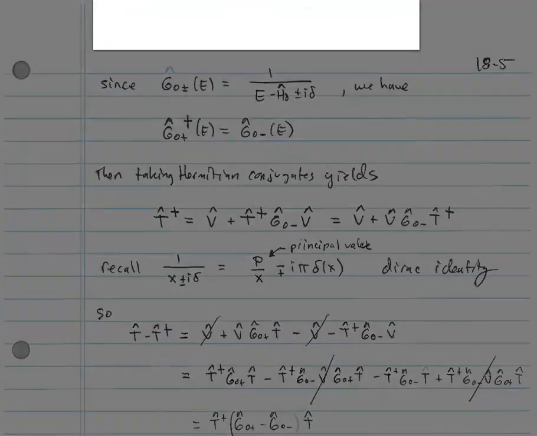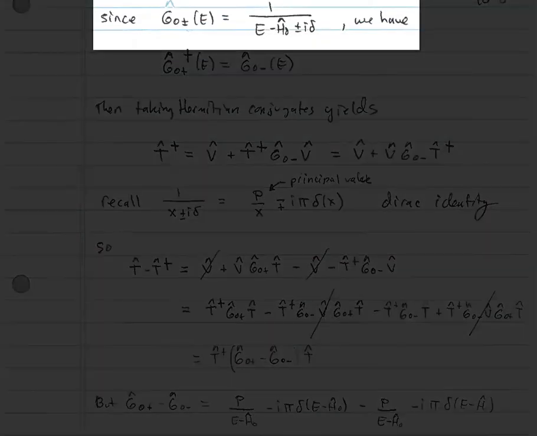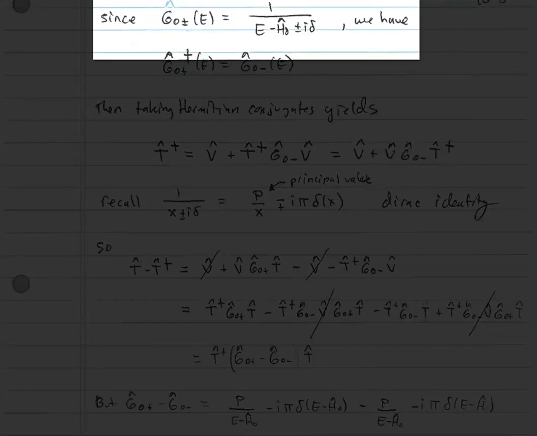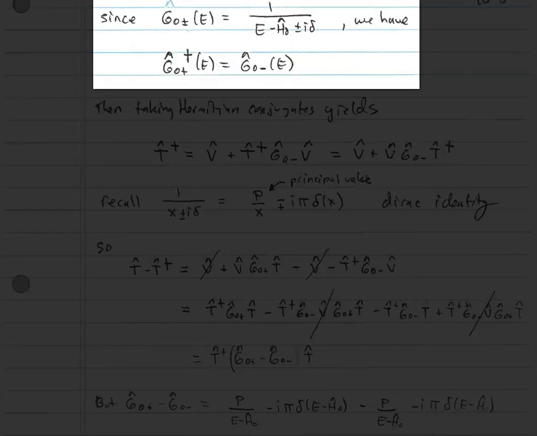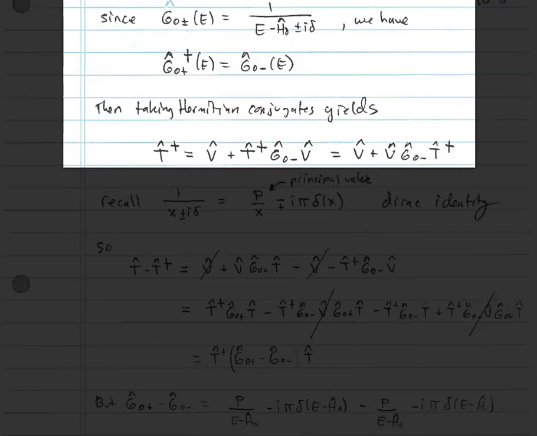All right. Now, because G0 plus minus is 1 over E minus H0 plus or minus i delta, that's our definition of what G0 plus minus is, G0 plus Hermitian conjugate of E is equal to G0 minus of E. You get that because E is real and H0 is Hermitian. So if I take the Hermitian conjugate of G0 plus, all I will do is change the sign of the i in the denominator. So when we take the Hermitian conjugate of those two equations that we just derived, we'll find T dagger equals V plus T dagger G0 minus V. And it also equals V plus V G0 minus T dagger.